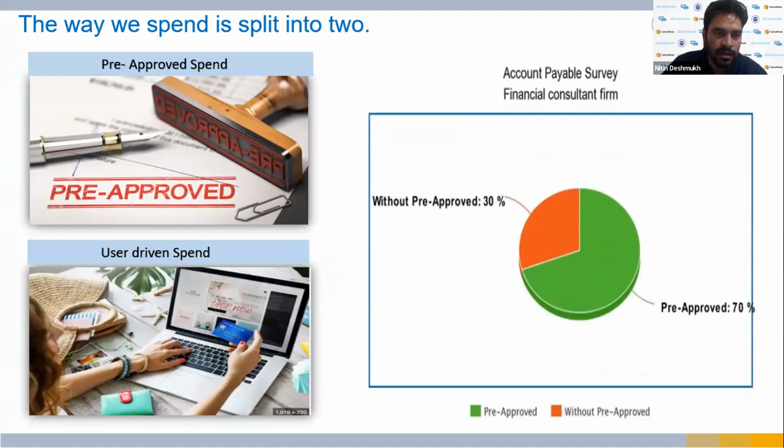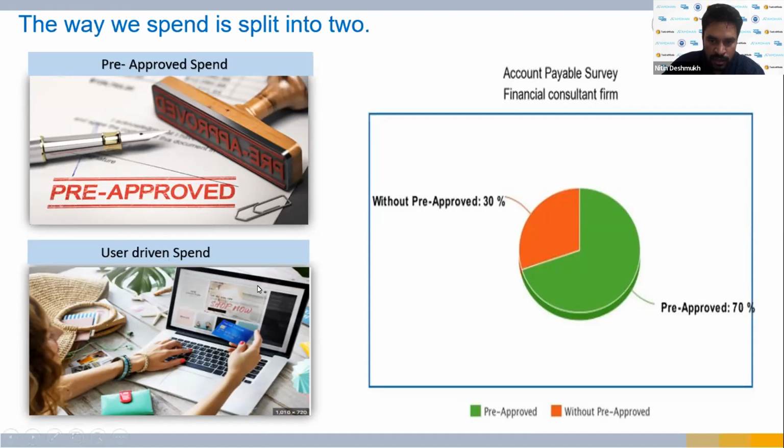Yeah, so in this slide, before going straight into the accounts payable process, let us look at what happens upfront when a user decides to buy something on behalf of the company. On the left-hand side, you can see the pre-approved spend, and following that, you can see the user-driven spend. So we'll see what those are.